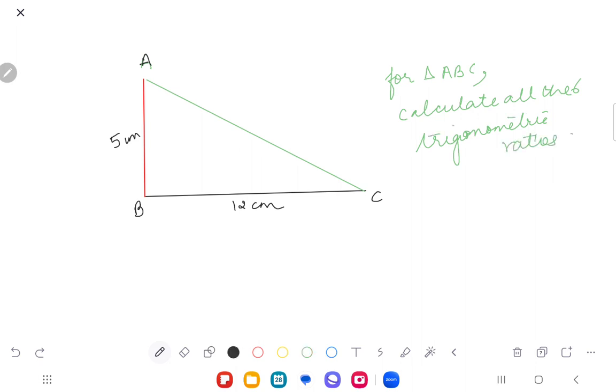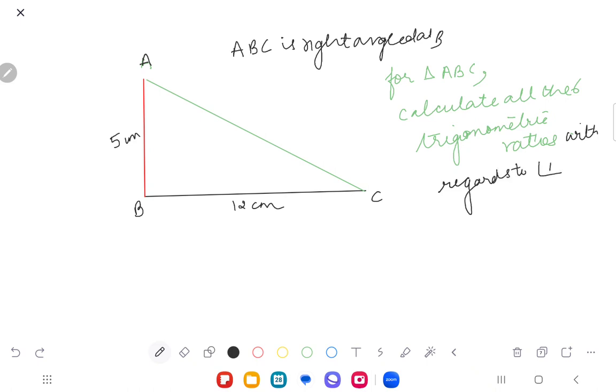So first thing is they have not given you AC, but they say the triangle ABC is right angled at B. And they say to calculate all the trigonometric ratios with regards to angle A. Why are they mentioning angle A? Because they want you to take angle A as theta. I hope you're understanding.